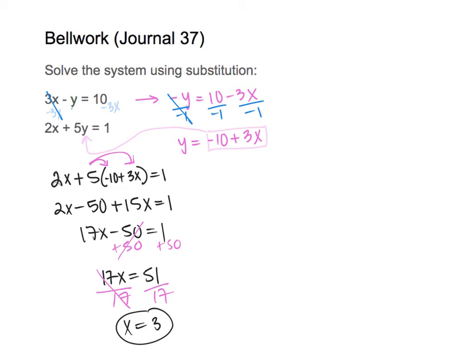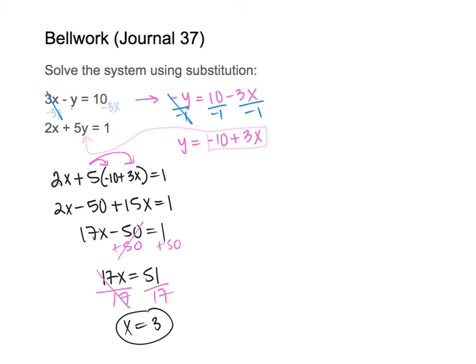It's a nice number. So now I'm going to take this 3 and plug it back into one of my equations. I can plug it back into one of these equations, or I can plug this 3 back into the equation that I solved for. This equation I actually solved for y. So it'd be easier to use this equation, and I plug the 3 in, and I immediately get y.